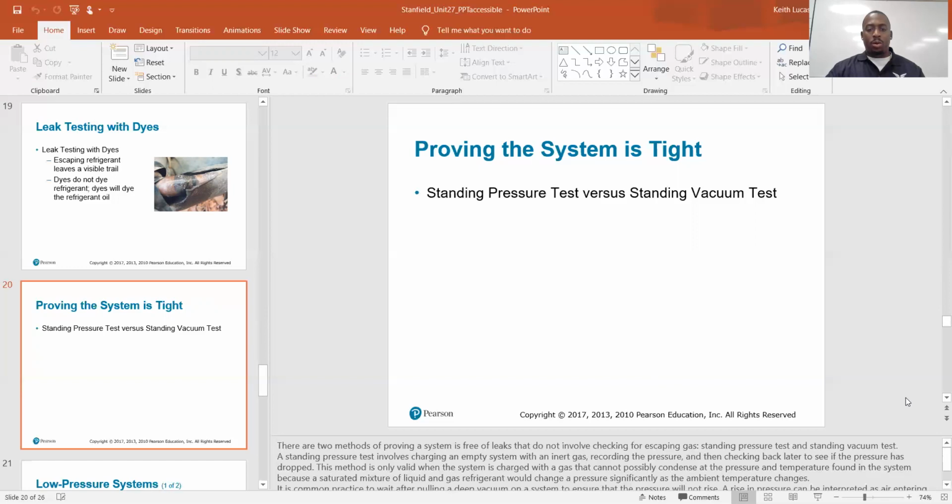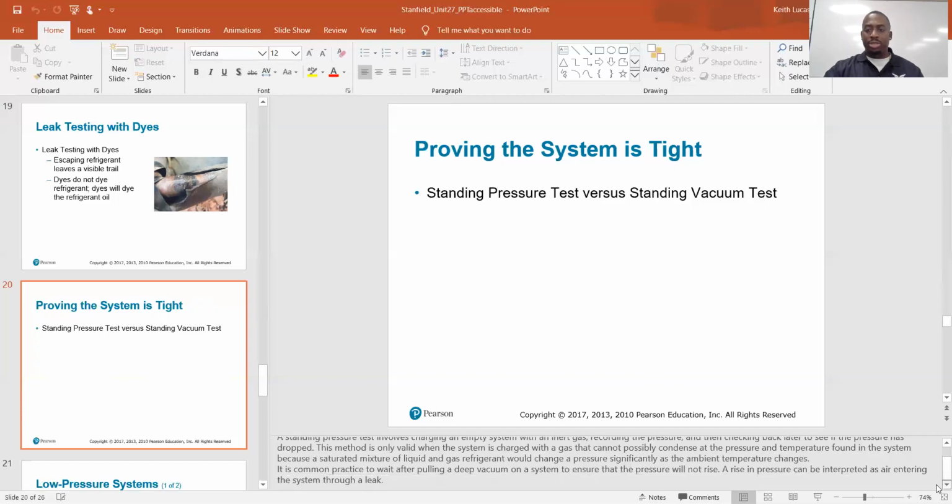This method is only valid when the system is charged with a gas that cannot possibly condense at the pressure and temperature found in the system, because a saturated mixture of liquid and gas refrigerant would change pressure significantly as the ambient temperature changes. So basically use nitrogen. It's a common practice to wait after pulling a deep vacuum on a system to ensure that the pressure will not rise. A rise in pressure can be interpreted as air entering the system through a leak.